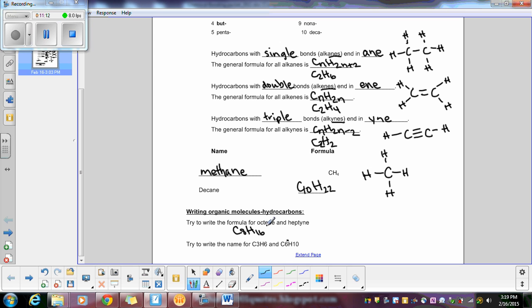Go ahead now and pause the video and try to do the same thing for heptine. So the prefix hep here tells me that I have 7 carbons. So I'm going to go ahead and do that. C7. Ine tells me I have a triple bond. And so when I look up in my formula, I'm going to take 2 times the number of carbons minus 2. That will tell me how many hydrogens I have. So 2 times 7 is 14, minus 2 is 12. Heptine is C7H12.